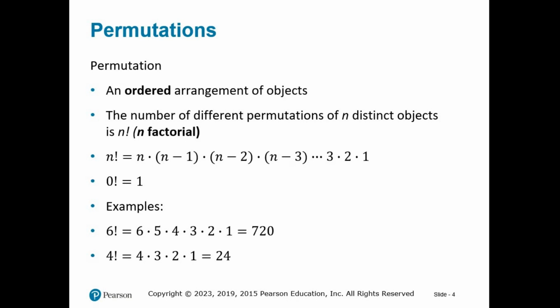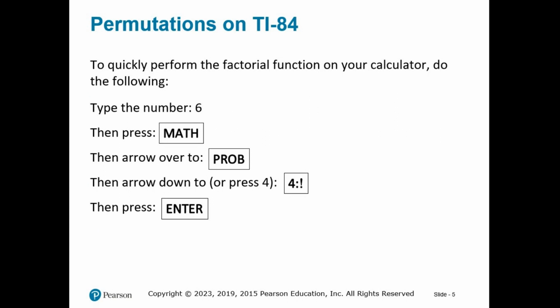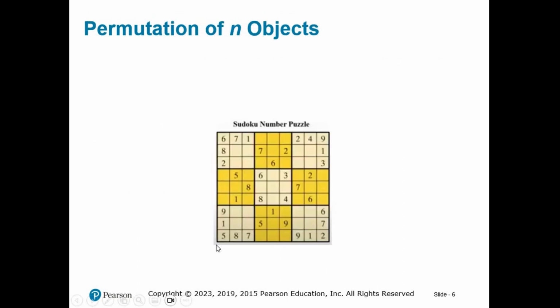Okay, let's go over how to find this on your calculator. I promise it's easy. To quickly perform the factorial function on your calculator, you type the number. For our earlier example, you could use 6, so type 6, then press the math key, then arrow over to the probability, then arrow down to or press the number 4. It has a little exclamation point next to it. Then press enter. It will multiply it out for you. That's simple, right?